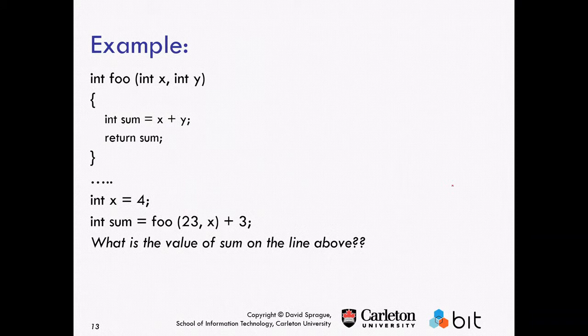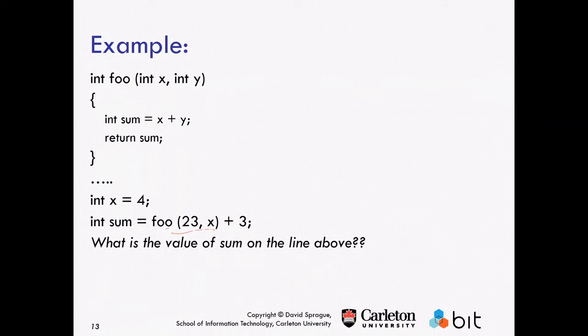So let's have a look at this particular example. I have a value x which is equal to 4. I'm going to call the function foo with 23 and x, and then afterwards I'm going to add 3 to it. So I'm going to call the function first before I can add anything, because I can't add 3 to something that's a big question mark unknown. I have to evaluate foo, then I will add 3, and then sum here will be equal to something.